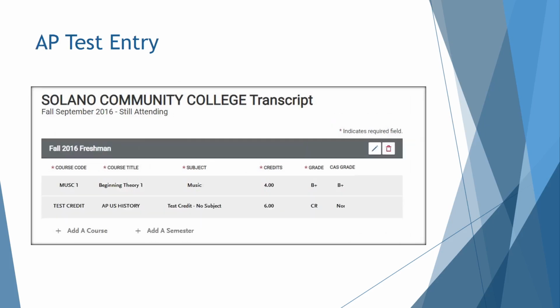Enter AP scores if you have sent your scores to Solano. Solano does not post individual AP scores to transcripts, so you will need to use the AP chart on the website to assign units. This is an example of how you could enter your test credit on the course entry section. Select Test Credit on the subject drop-down menu and type CR as the grade. This would be the same process you would use to enter IB credits.